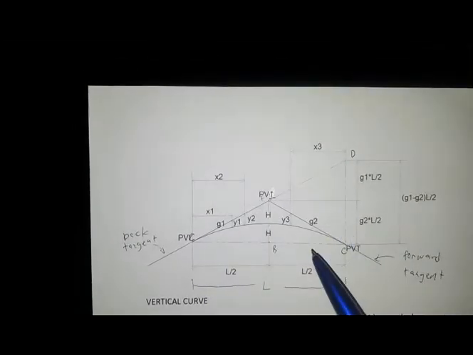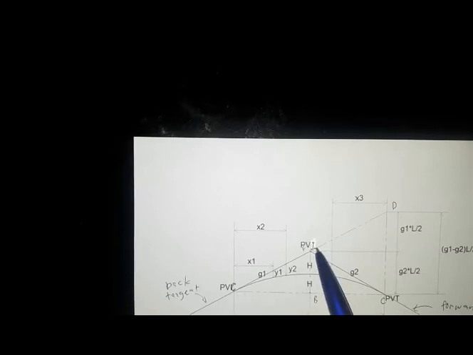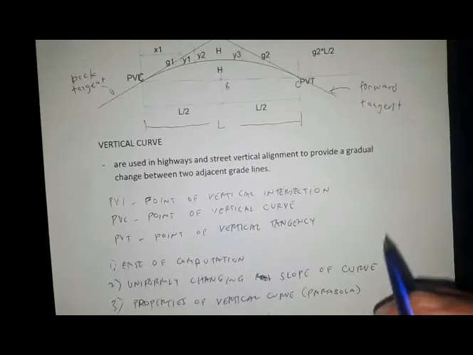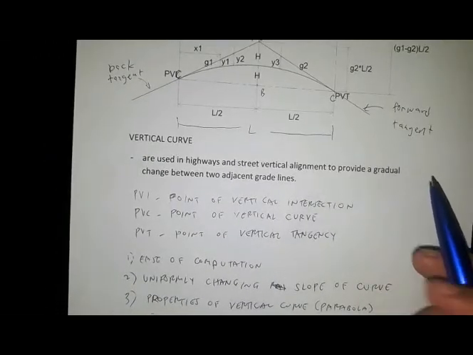And the stationing of any point on the parabolic curve is not measured along the curve, but is measured along the horizontal line. For example, if we have the station of the PVC and you have to solve for the stationing of the PVI, we have to add L over 2 to the PVC in order to solve for the value of the PVI. So those are the properties of parabolic curves.